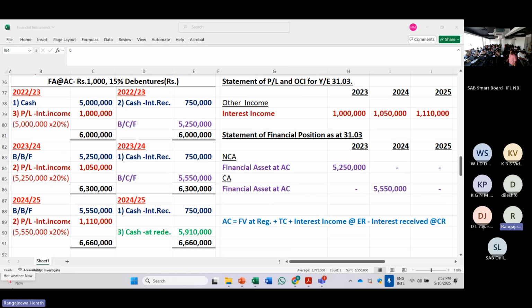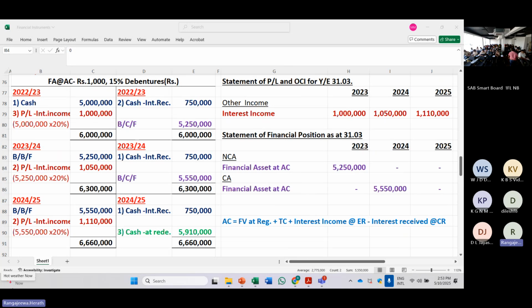Then it is increased by interest income at the effective rate. The effective rate is 20%. When you are calculating it, you take the opening balance of that particular year multiplied by the effective rate. But the interest we receive is based on the face value of 5 million, right?